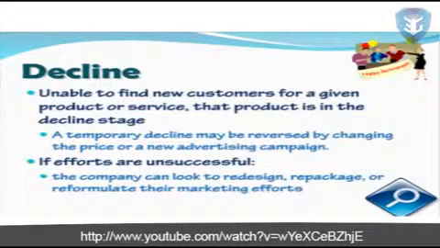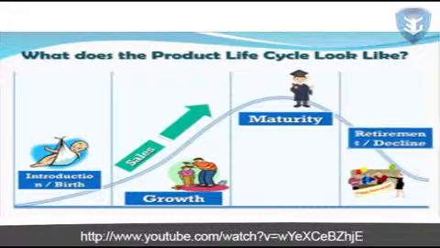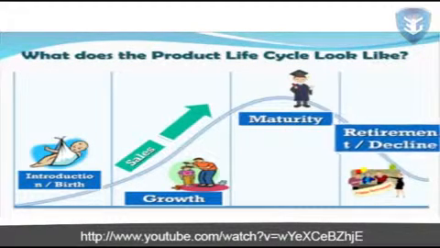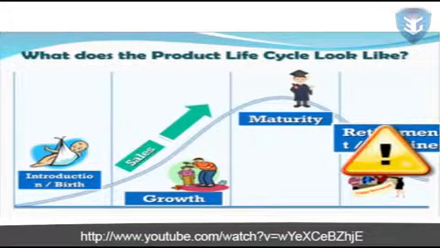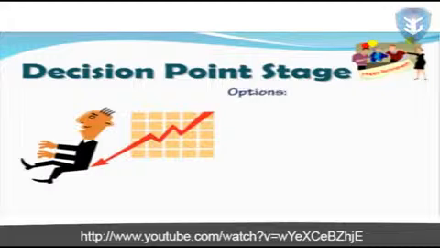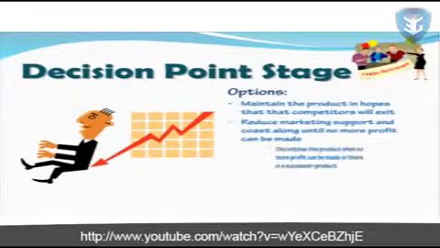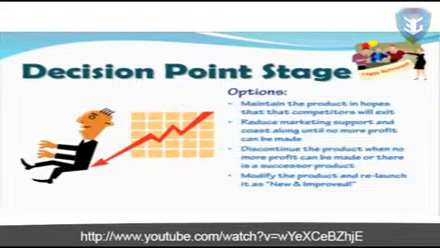So if your efforts are unsuccessful, if you can't reverse your decline, then you have to really look at yourself in the mirror. Are you going to redesign your product? Are you going to repackage your product? Are you going to reformulate your marketing efforts, right? So if you can't change it around, you have to think about doing something. And if you don't turn it around, what comes as a result? Well, unfortunately, this could be the end of your product's life. And so the decision point stage comes. So this is an extension of the retirement decline.